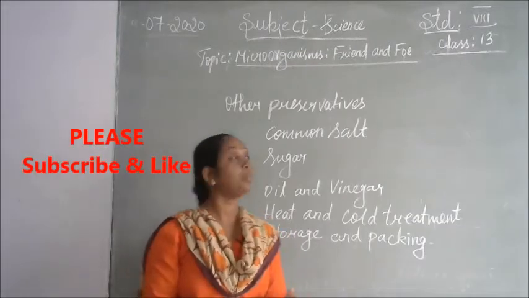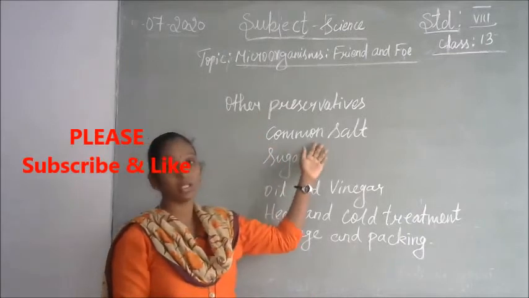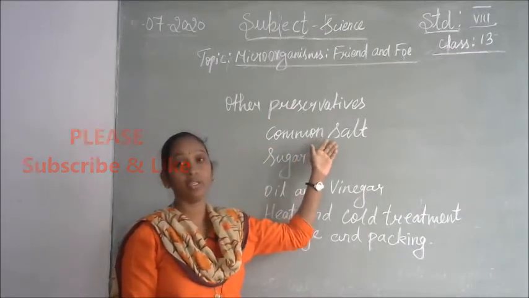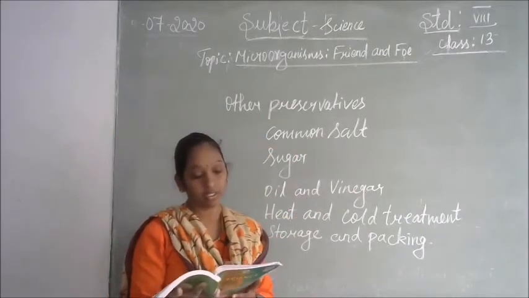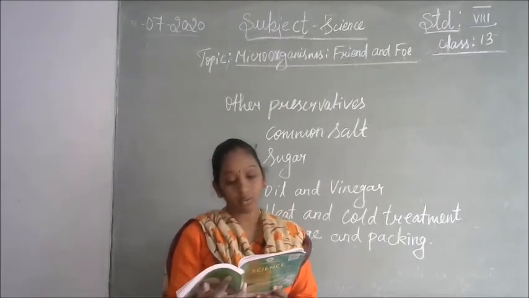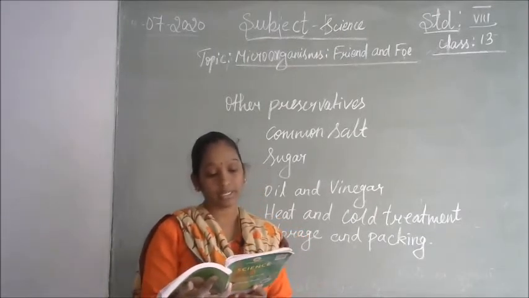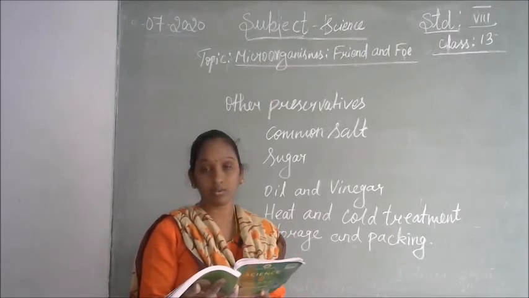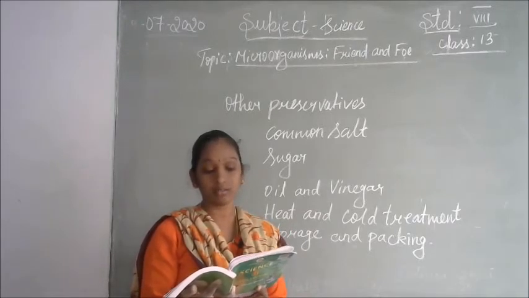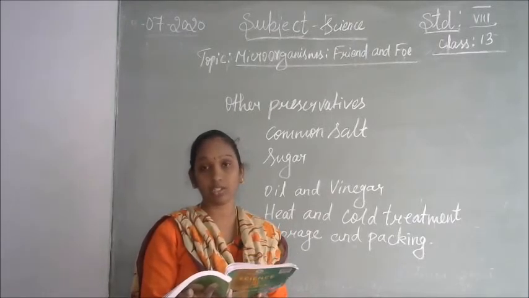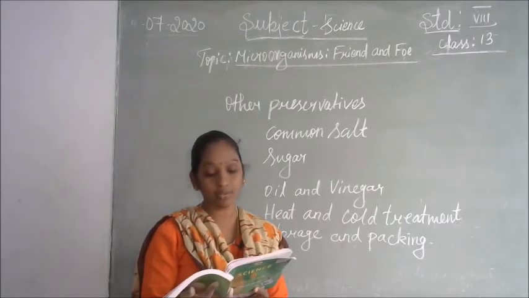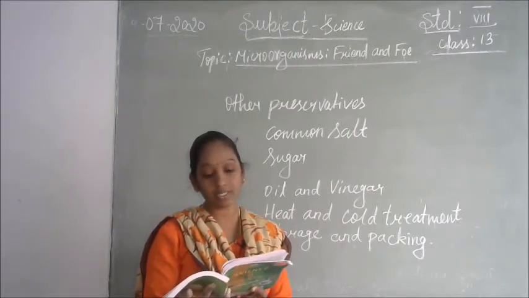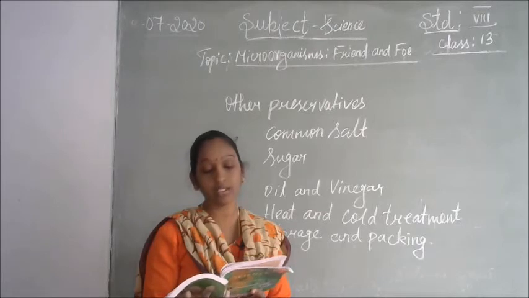Now other preservatives are common salt. How may common salt be used as a preservative? Common salt has been used to preserve meat and fish for ages. Usually we can see that meat and fish products are preserved by salt. Meat and fish are covered with dry salt to check the growth of bacteria.